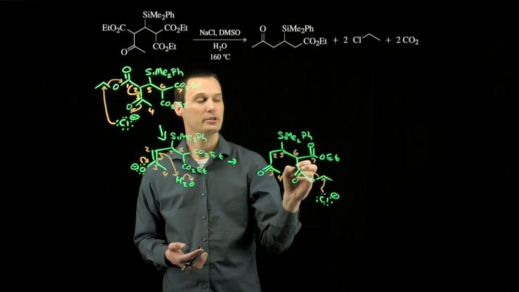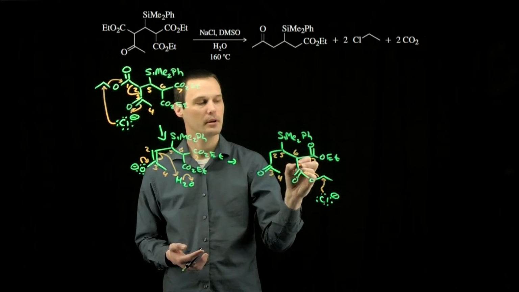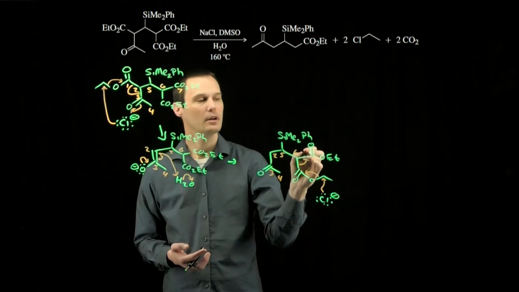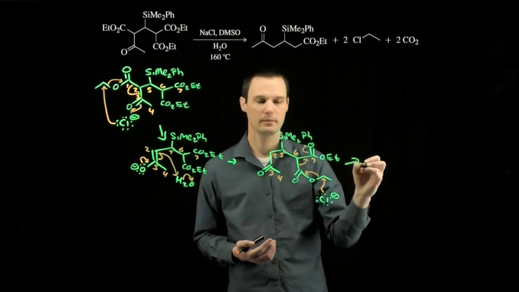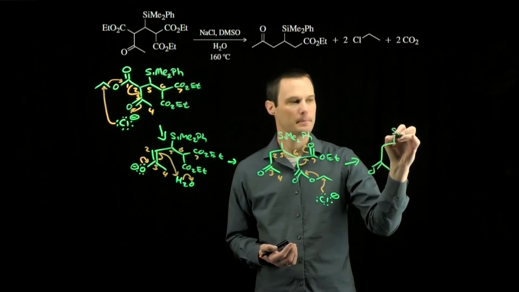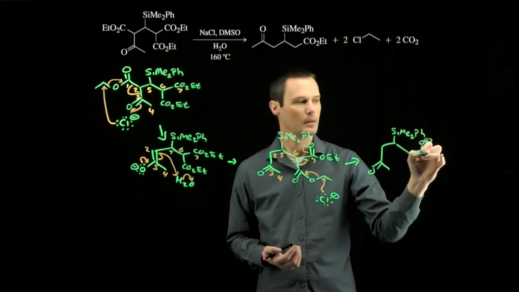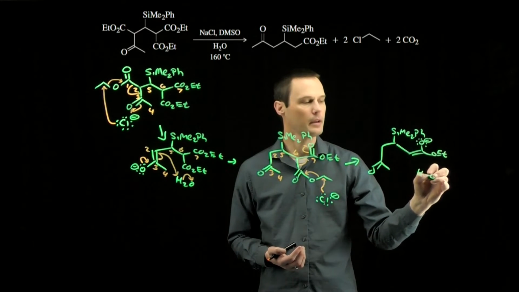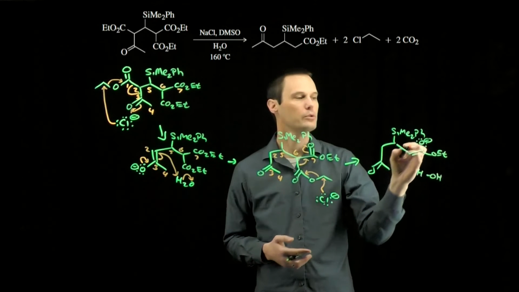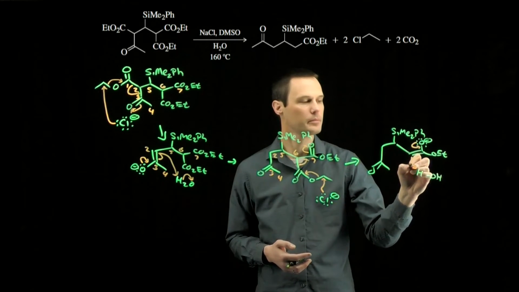That builds up too much electron density around the carbonyl carbon, so we break the bond to carbon number 6 and use that to form an enolate between carbon 6 and carbon 7. And then that enolate, again, can be protonated by water to complete this reaction.